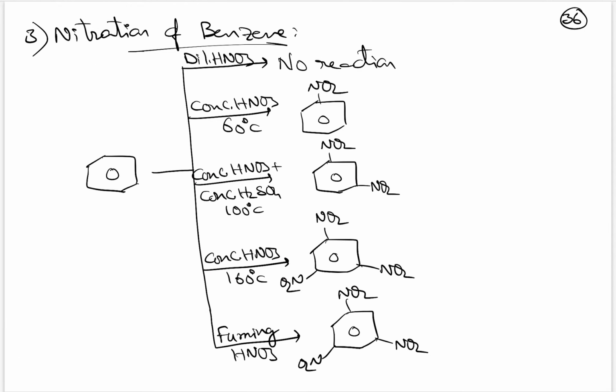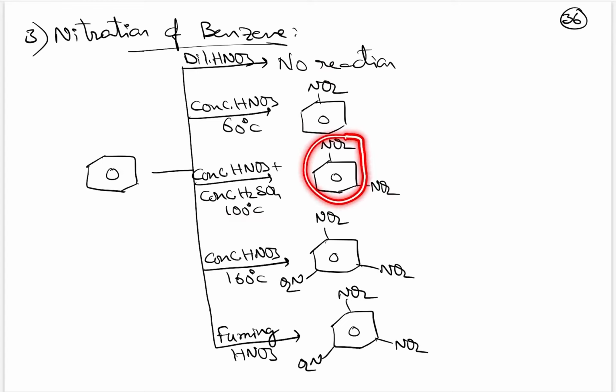The nitration of benzene. Nitration of benzene basically needs nitric acid, but nitric acid can be taken in different conditions, like dilute nitric acid. It will give no reaction, because in dilute nitric acid the NO2 plus concentration is not sufficient, so it cannot give the reaction, or the reaction is very slow. So you need to take concentrated nitric acid, and if you take it at 60 degrees Celsius, mononitration will happen, and at 100 degrees Celsius dinitration will happen.